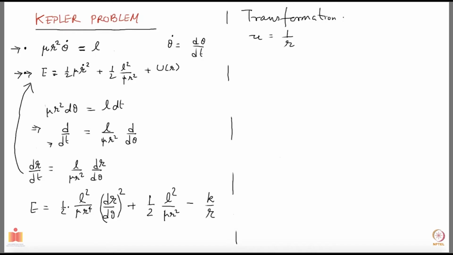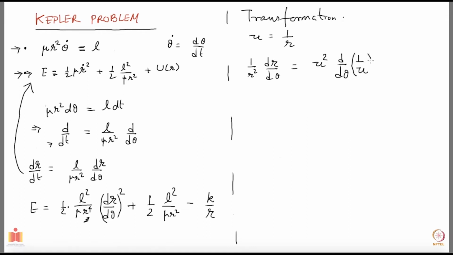Now let's look at what happens to dr over d theta. So you have r to the 4 here, dr over d theta squared. So let's look at only 1 over r square dr over d theta, and let's find out what this is. If I substitute u here in this expression, 1 over r square becomes u square, and you have d over d theta of 1 over u.